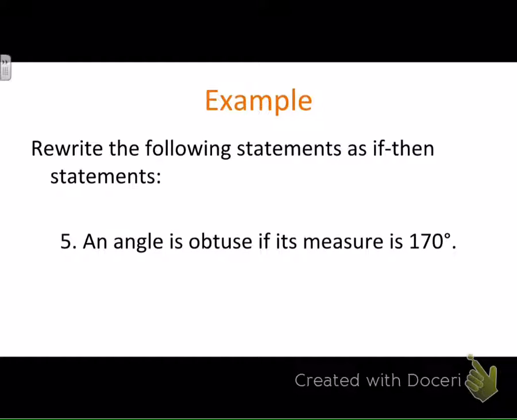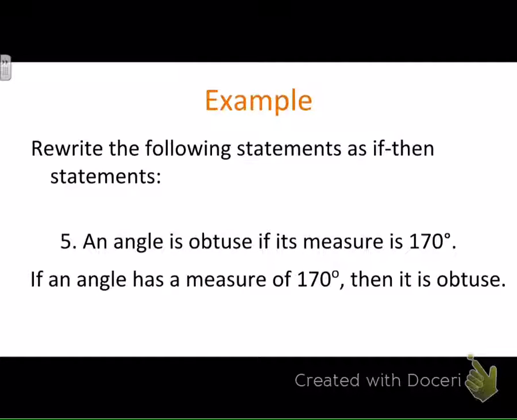All right, an angle is obtuse if its measure is 170 degrees. All right. If an angle has a measure of 170 degrees, then it is obtuse. The reason it is this way is you wouldn't say if an angle is obtuse, its measure is 170 degrees, because obtuse angles could be anywhere from 91 degrees to 179 degrees. So we wouldn't know that specific measure.